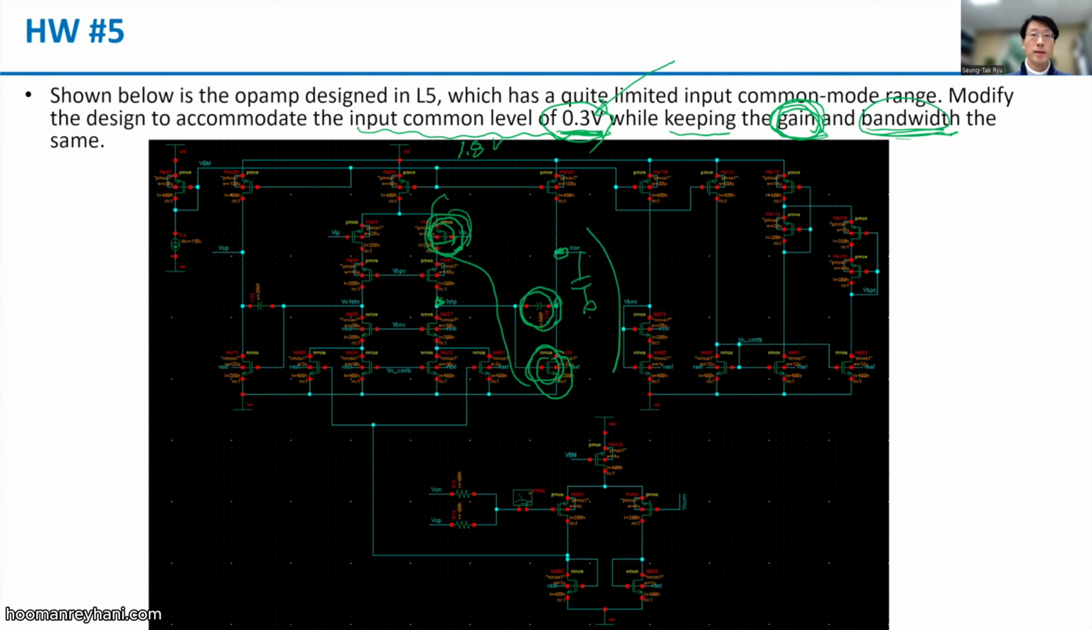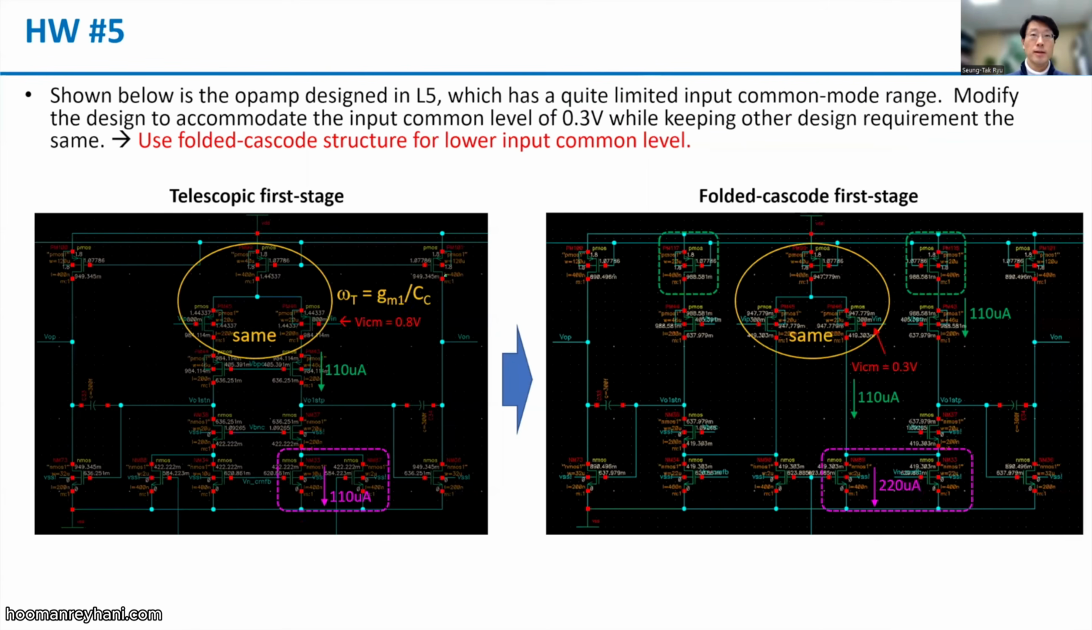So in order to take a much lower input common mode level, we can change the telescopic structure into a folded cascode. This is the original implementation. Again, in order not to change the unity gain frequency, we keep the input stage the same: same current source, same input transistor pair as the earlier design. We will keep that unchanged from the original first stage.